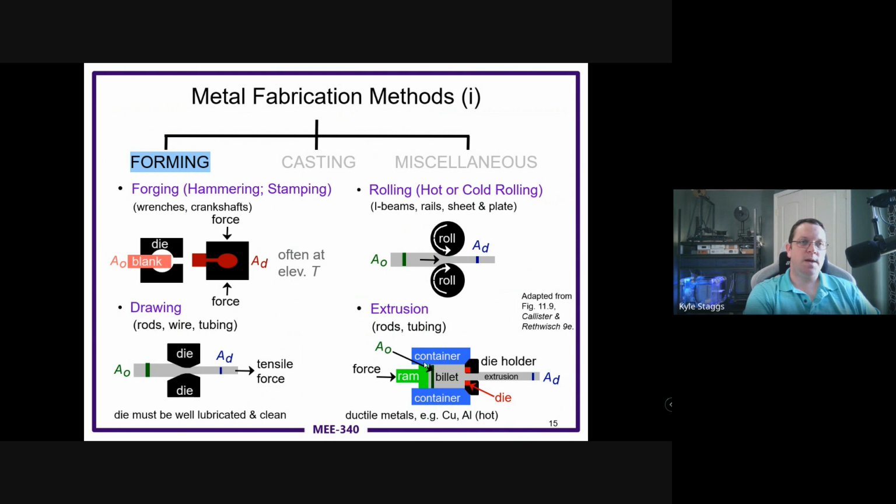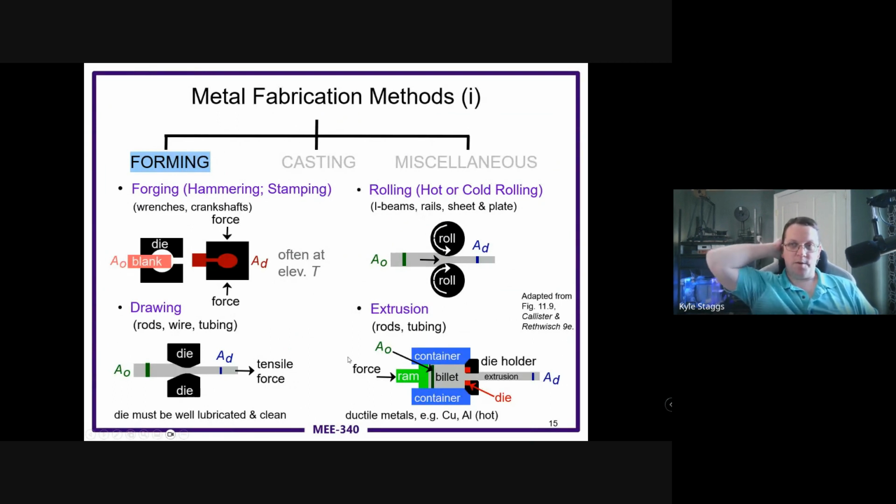The die has to be really well lubricated and clean. It's really, really important because you can imagine the force of pulling on the tubing from the blank stock. That's very hard on the die itself. So the dies have to be a very hard surface in order to reform the material into the new shape. Your typical roll cage material is going to come out from a process like this.